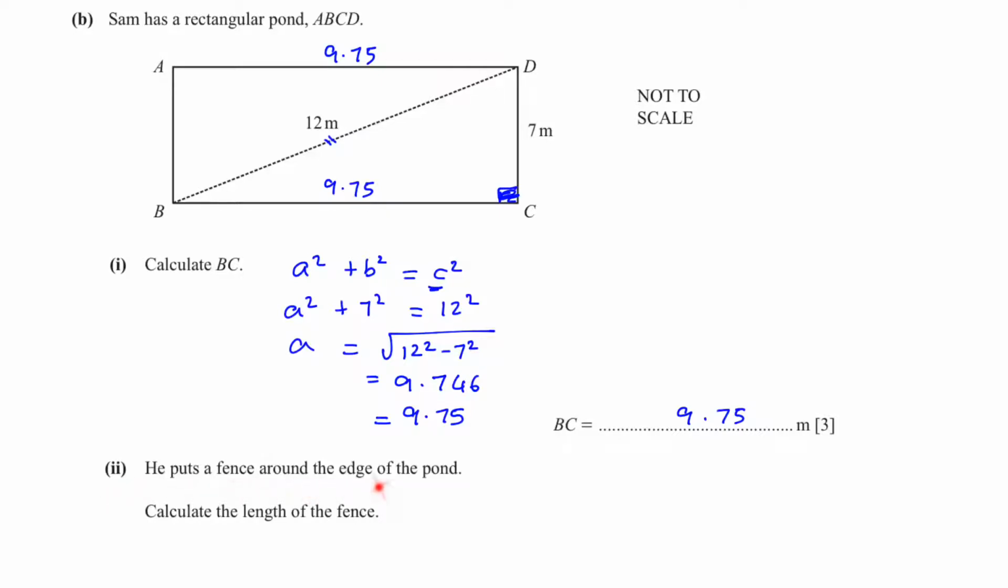B2, he puts a fence around the edge of the pond. Calculate the length of the fence. So he puts a fence around the edge of the pond. It means we have to find the perimeter. We already know all the sides, and to find the perimeter we will just add everything. This will give us the answer 33.5 meters.